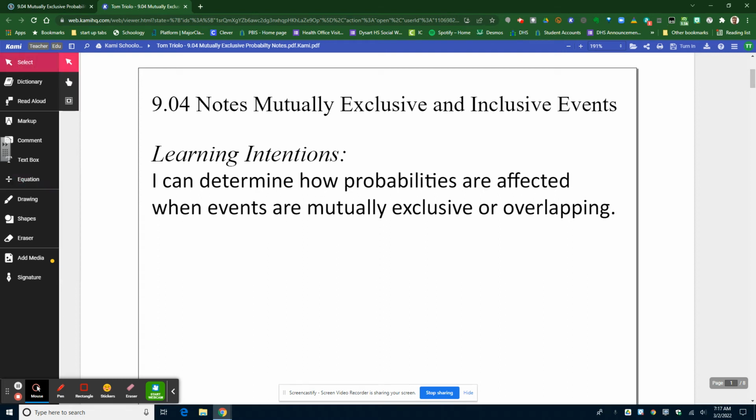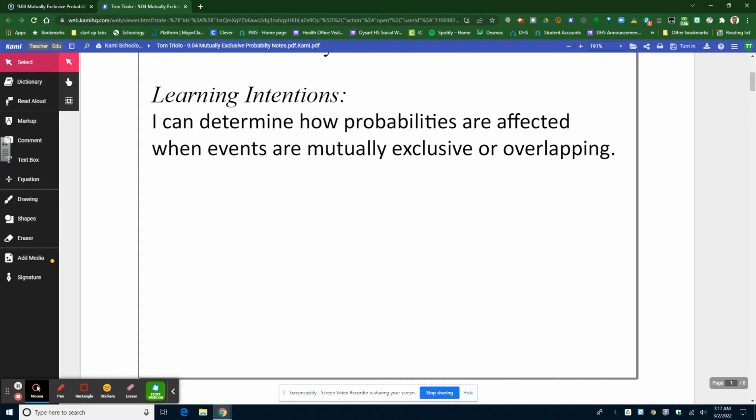We're going to determine how probabilities are affected when events are mutually exclusive or overlapping. So exclusive looks like this. If you're using your shapes tool, and we're going to be making some more Venn diagrams today, hold the shift key down.